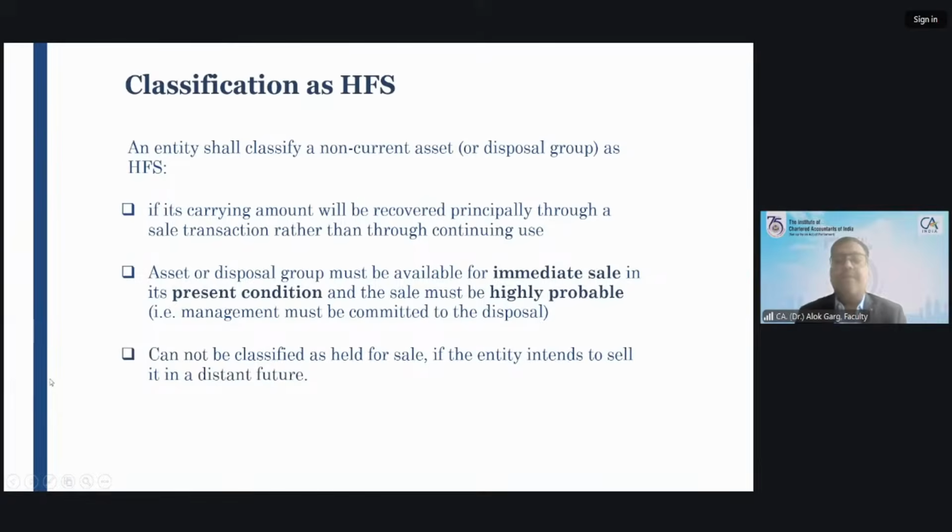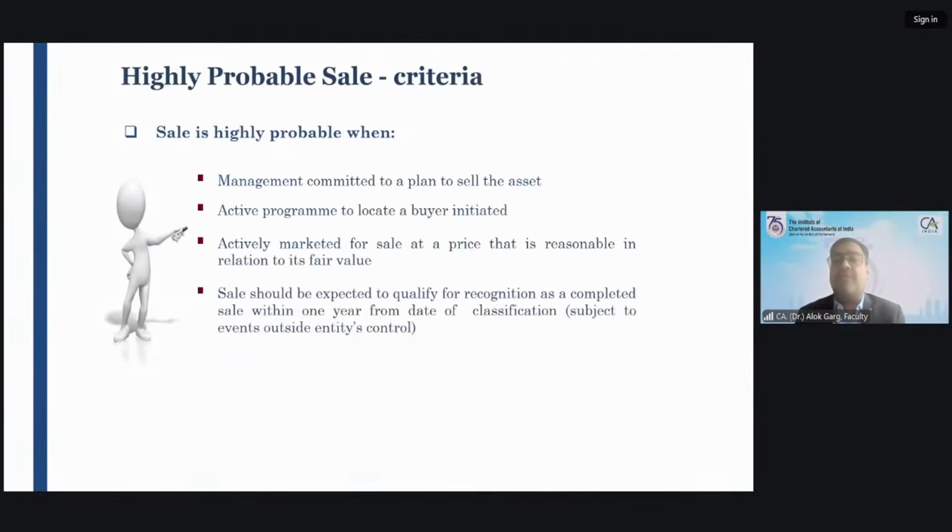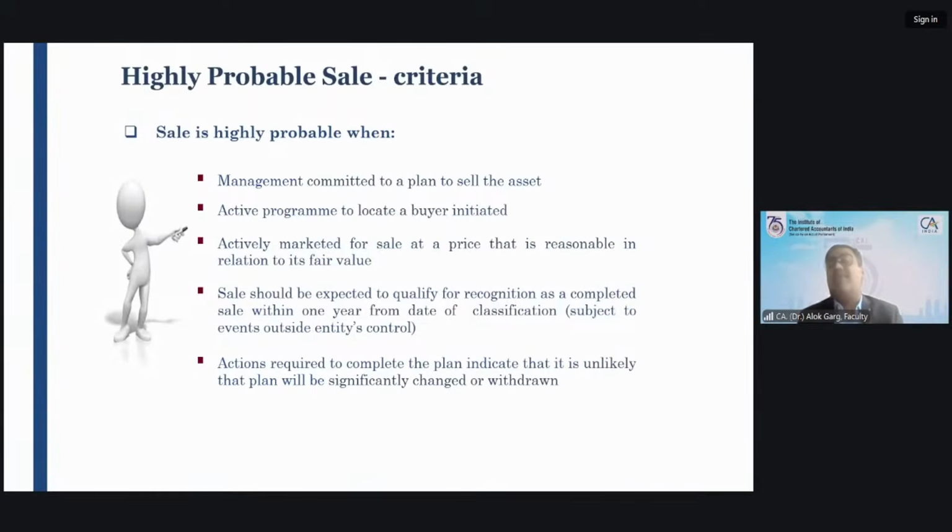And friends, for it to be available for immediate sale in present condition, the intent and ability to sell must be there. And what is the criteria for sale being highly probable? Management must be committed to a plan to sell the asset. An active program to locate a buyer has been started, actively marketed for sale at a price which is reasonable in relation to the fair value. Sale should be expected to complete within 1 year from the date of classification as held for sale. And the actions required to complete the plan indicate it is unlikely that the sale plan will change.